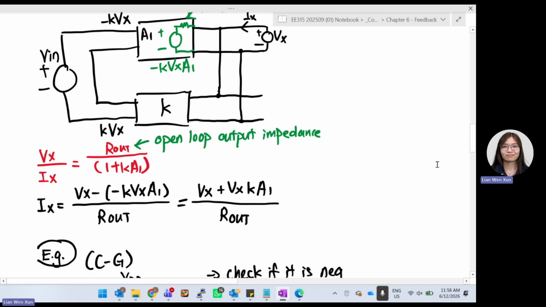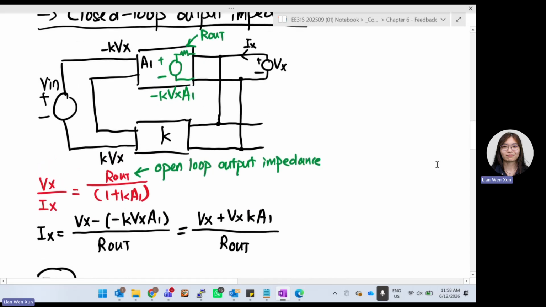The whole red color term is your closed loop output impedance. And the R out up there is your open loop output impedance. Okay, so we can summarize a bit.